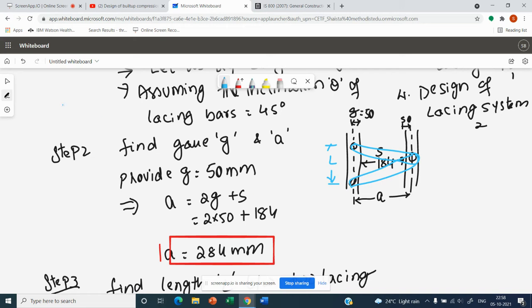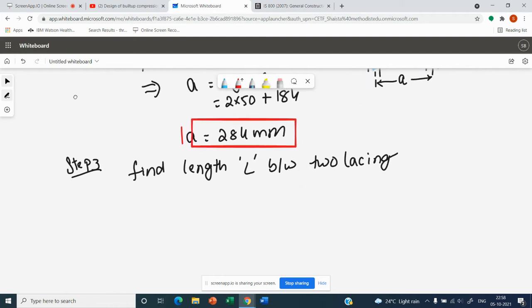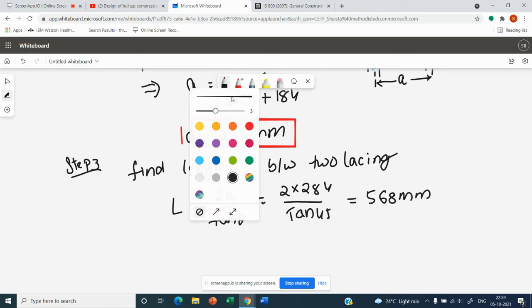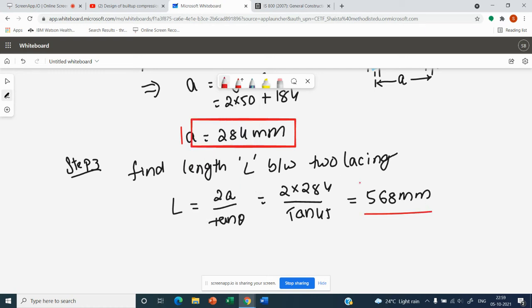Okay. So as discussed in the previous video, if it's a single lacing, L is given by the formula L is equal to 2A by tan theta. So 2 into 284 by tan 45 degree, which is 1. So we got this as 568 mm. So this is also completed, design of length between the two lacing bars.